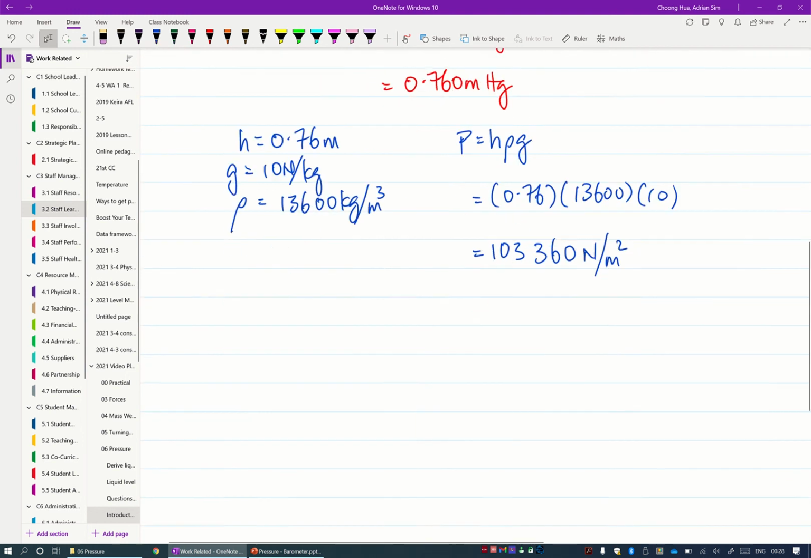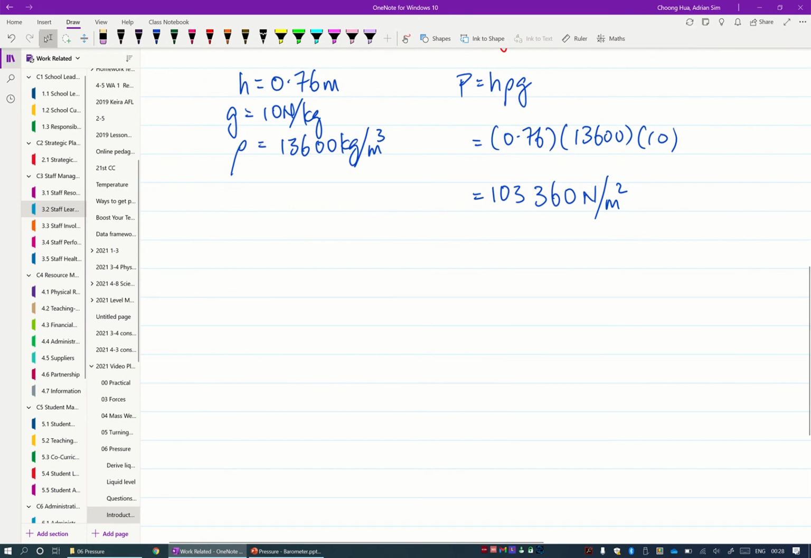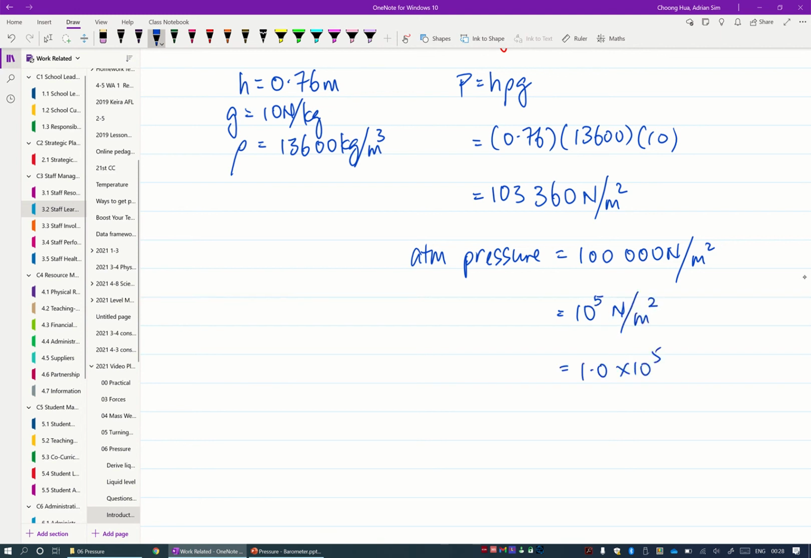But in O levels, most of the time, the exam questions tend to simplify it into 100,000 Newton per meter square, or 10 to the power of 5 Newton per meter square, or 1.0 times 10 to the power of 5 Newton per meter square. So you're going to see this pop up very often. So that's how we are able to determine the atmospheric pressure.